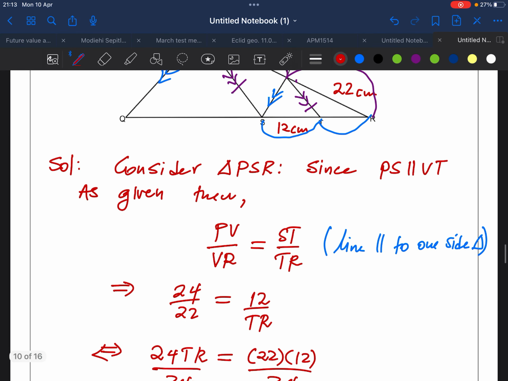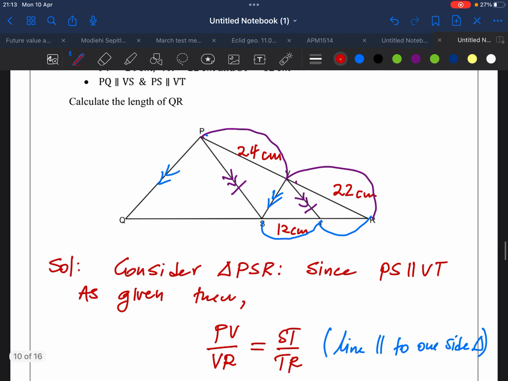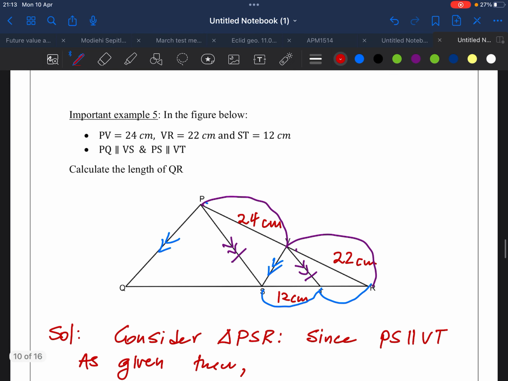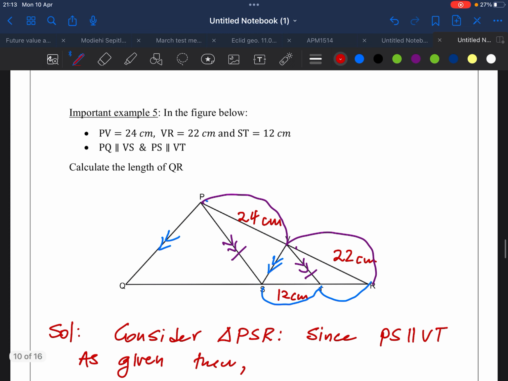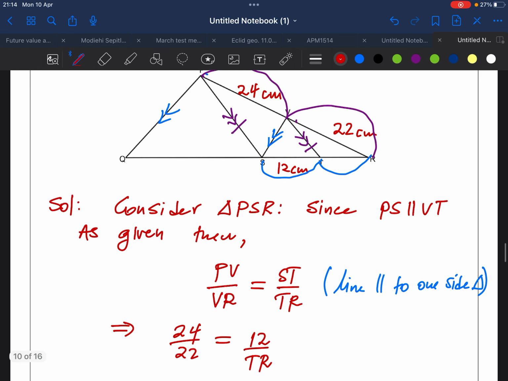Now we have TR. We have TR because our aim is to find the length QR there. So now we see that TR is contained in QR. So we need to find the length of TR there, so that we can somehow find the length of QR.